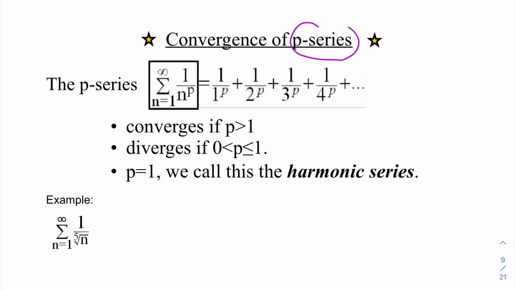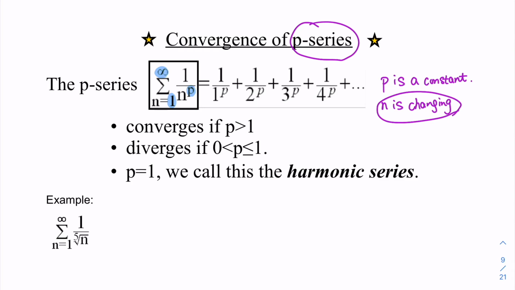The second part of this lesson will be the convergence for p-series. The p-series is very special, similar to the geometric series. We can identify the convergence or divergence of this type of series. Just look at the power here. The sum from n equals 1 to infinity of 1 over n to the p. Keep in mind, p is a constant here. What is changing here? n is changing, from 1, 2, 3, 4, 5, 6. This type of series we call a p-series.